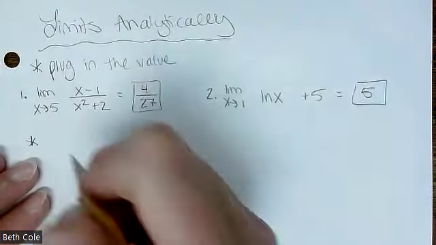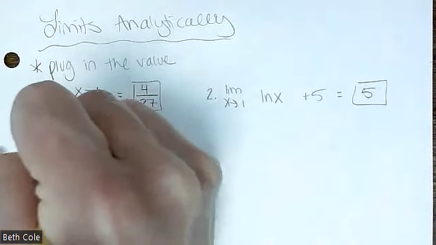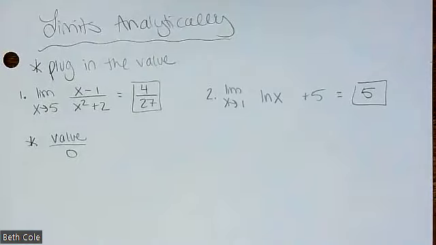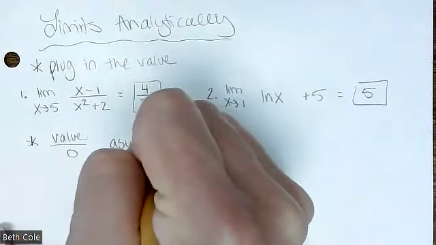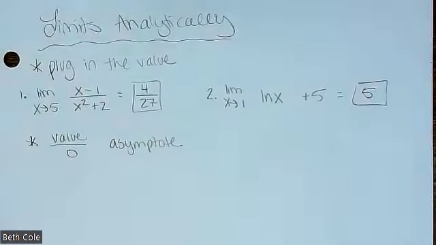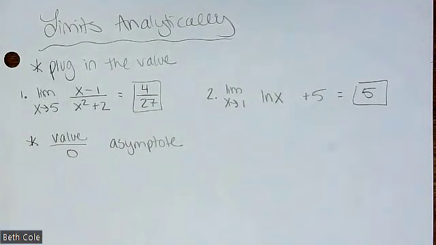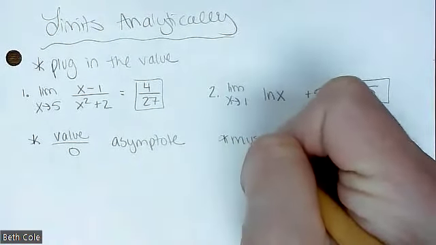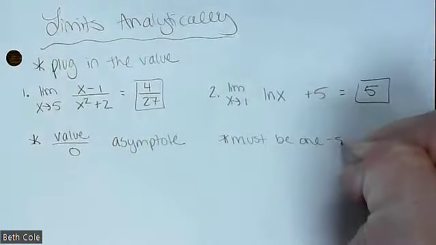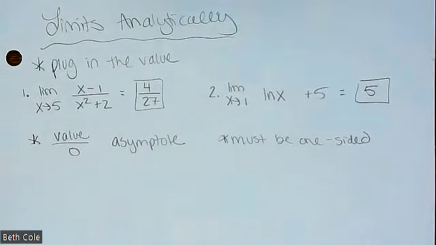Now, if you plug in the number and you get a value over 0, so like 3 over 0 or negative 12 over 0, that means that there is an asymptote. And so if you have a vertical asymptote, it has to be one-sided. If it's from both sides, remember how they won't connect? Then it has to be DNE. So this must be one-sided in order to get an answer.